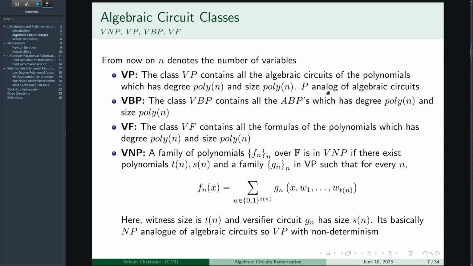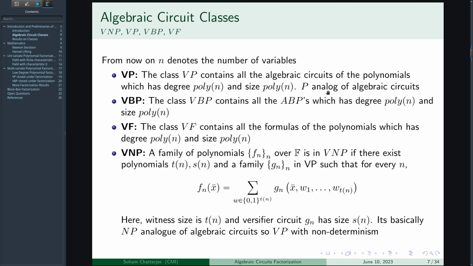Now we will mention some classes in algebraic circuits. VP is basically the set of all circuits which have polynomial in n degree and polynomial in n size. By the way, n actually denotes the number of variables. From now on, n basically means the number of variables. VP is basically the P analog of algebraic circuits. VBP is the set of all ABPs which have degree polynomial in n and size polynomial in n. VF is the set of all formulas with degree polynomial in n and size polynomial in n.